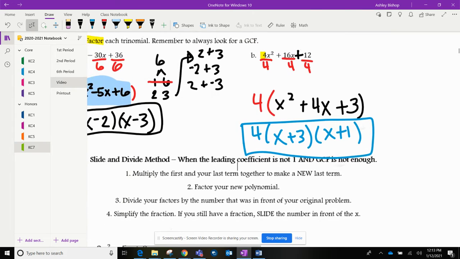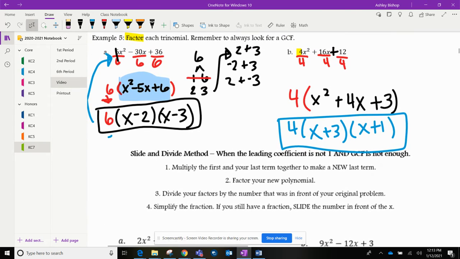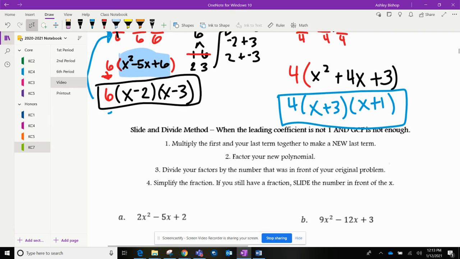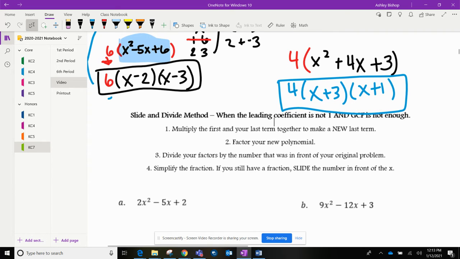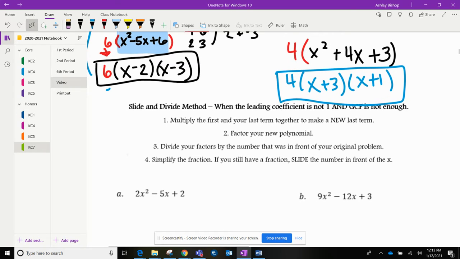Okay, so what happens if a greatest common factor is not the case? Well, I'm going to teach you this method called the slide and divide method, which I do think you will end up liking at the end. The first time you see it, you may be like, okay, I'm not sure how I feel about this, but I do think I can convince you to like it.